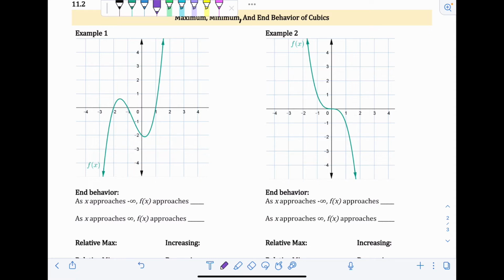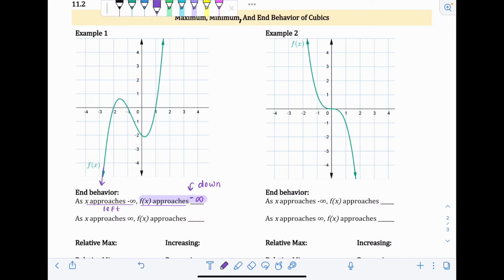So the first line, as x approaches negative infinity. That means the x values are getting smaller, which happens on the left side of the graph. So we have to look at what the left side of our graph is doing. It's going down. If it's going down, that means f of x, or y, is getting smaller. So it's approaching negative infinity. f of x approaching negative infinity means the graph is going down because the f of x values, or the y values, are getting smaller.